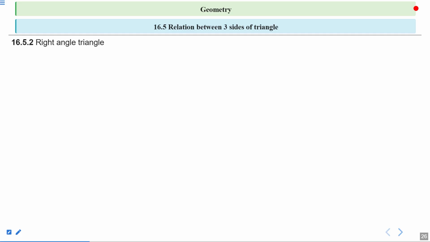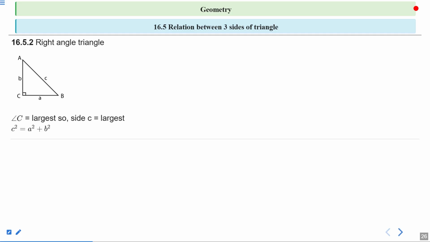On the basis of side, for the right angle triangle, we need to calculate the relation between the three sides of the triangle. If there is a right angle triangle, and C is the largest angle and side C is the largest, then C square equals A square plus B square.